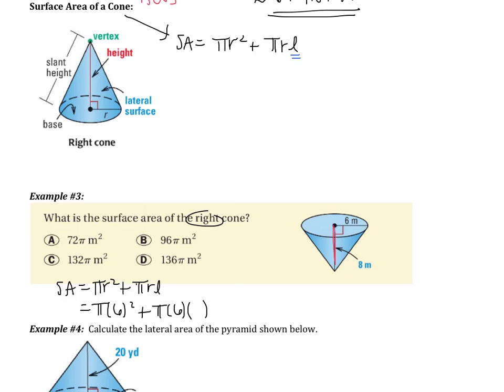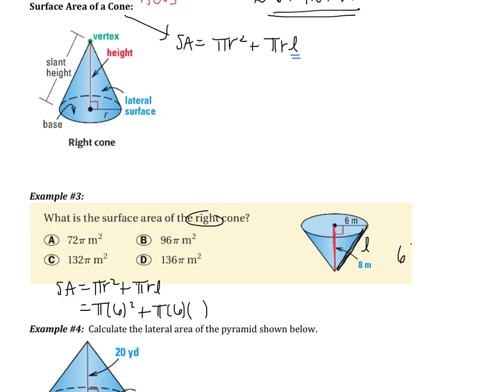Here we have the perpendicular height, not the slant height. So we're going to have to solve for the slant height. The slant height is this one right here. I'm going to mark it with an L. To solve for that, we're going to have to use the Pythagorean Theorem. L is going to be our hypotenuse.